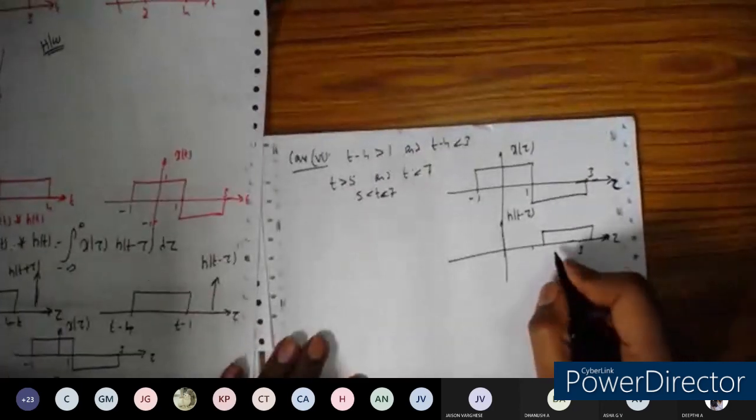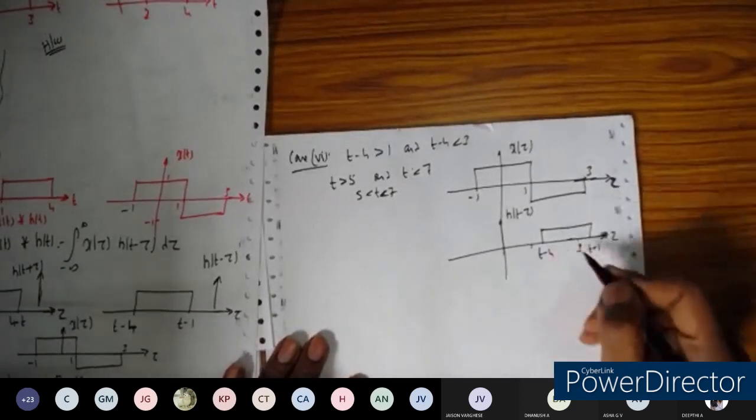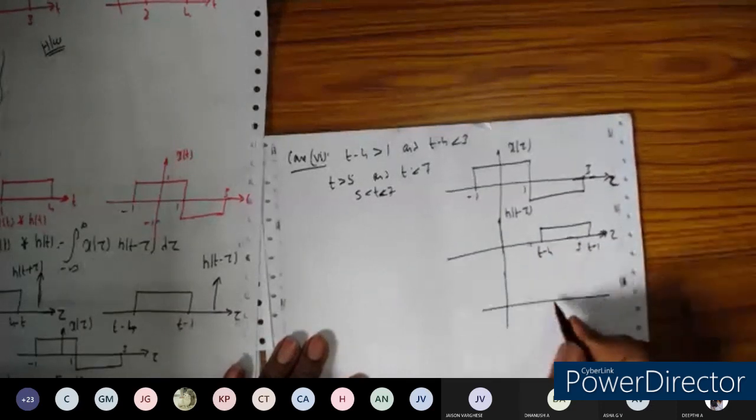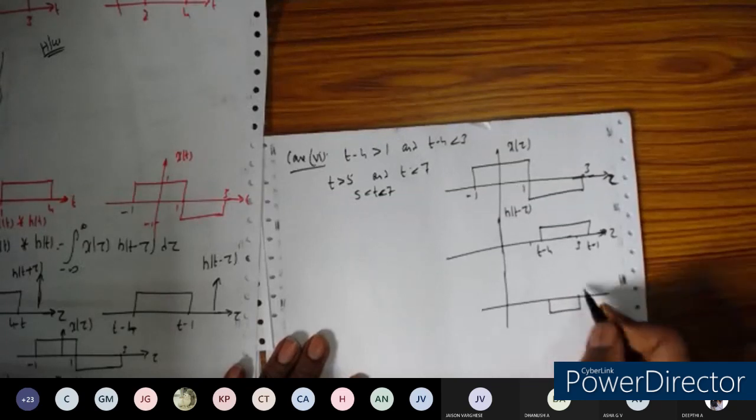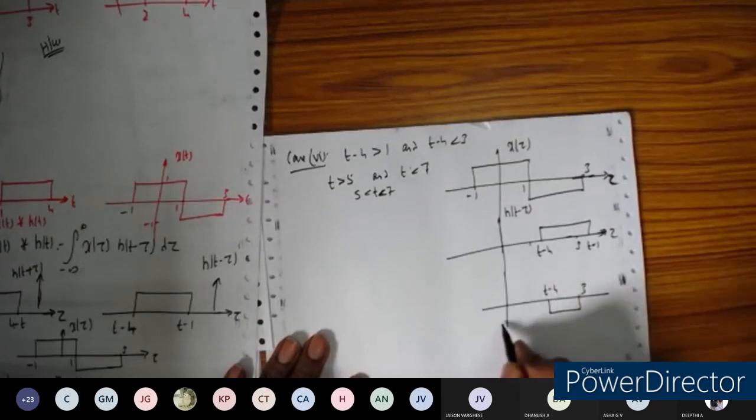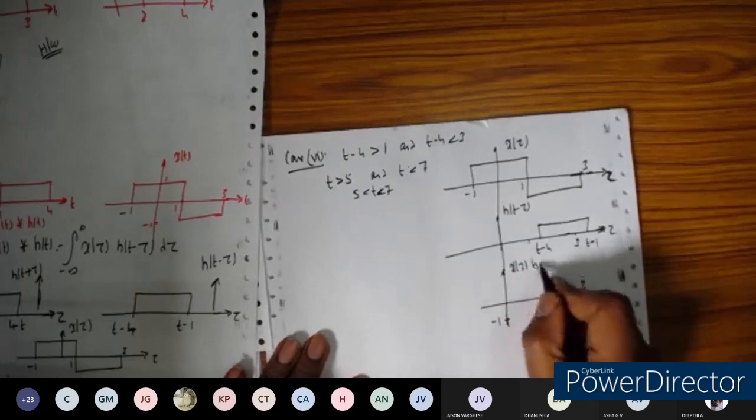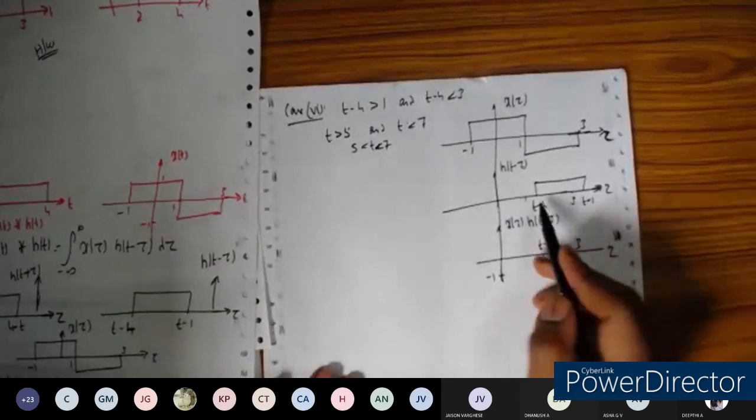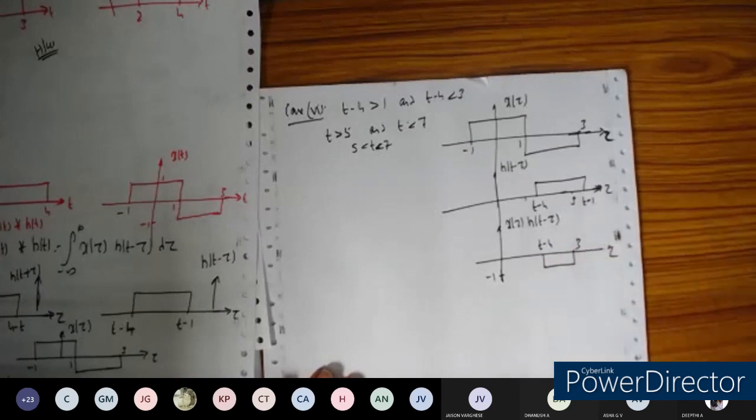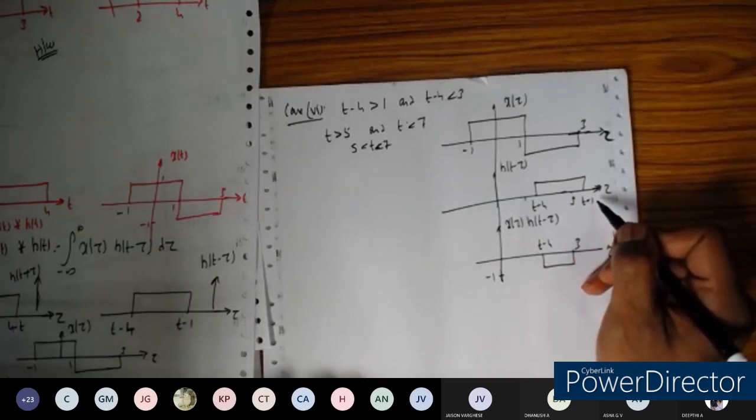Okay. So this is t minus 4 and this is t minus 1. When you take the product, it will exist from t minus 4 up to 3. So 1 multiplied by -1 will become -1. So from t minus 4 to 3, the product is equal to -1. This is x of tau into h of t minus tau. The t minus 1 is taking a value outside the 3.